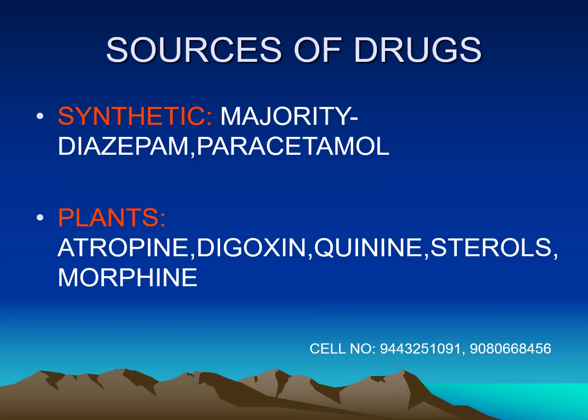Then the synthetic, which I said is the majority, for example paracetamol. If you name any drug, it may be synthetic. Then of course plants. Plants are still a source of many drugs, for example morphine, quinine, atropine, digoxin, sterols. Quinine is obtained from the bark of the cinchona tree, cinchona alkaloids. These drugs are available both synthetic and natural, but even now plants are a major source for drugs.